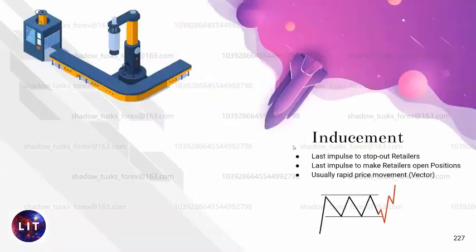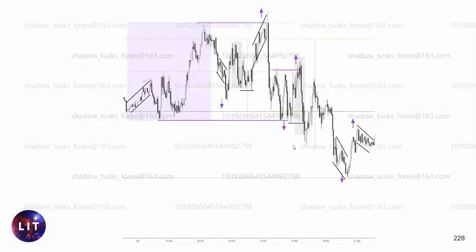Again, this is the last impulse to stop out retailers, or the last impulse to make retailers open their positions. Obviously, ideally it does both, and then we always want to see it followed with some vector candles. So let's look at our inducements. We've missed one. So inducement low, price trades away, and then we obviously come out of Asia, Asia high and low, go into our build up, vector down, inducement low. Again, where's the target? The next liquidity point, Asia high.